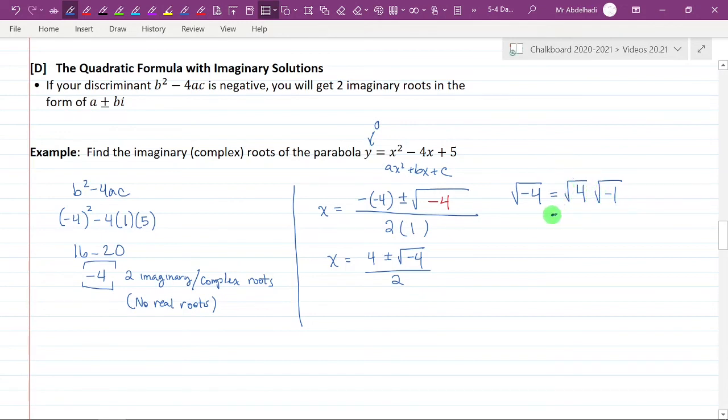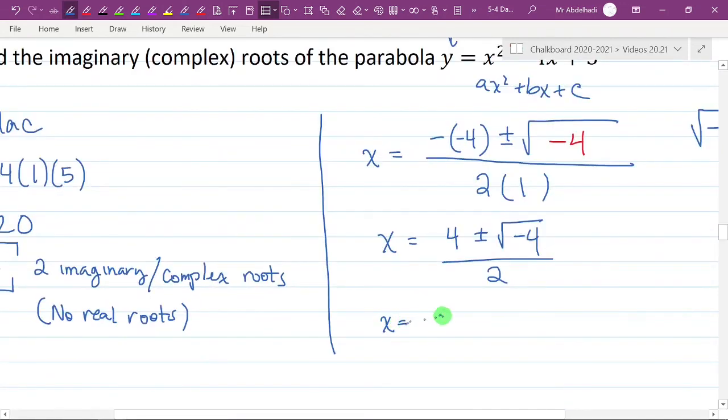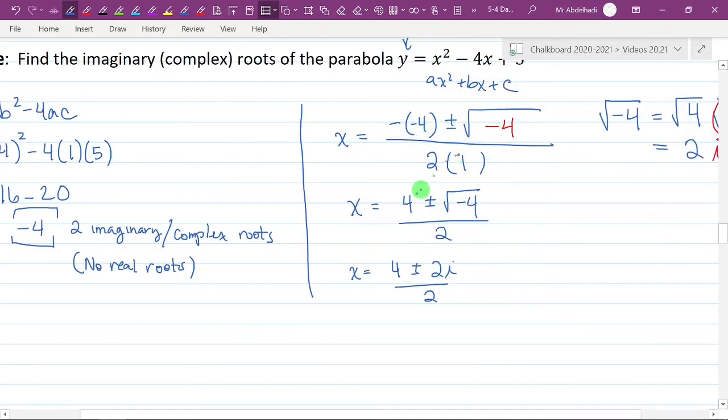So what is this going to become? Well, the square root of 4 is 2, and the square root of -1 has a special name. We call it, you got it, i. So what we have here gets replaced with 2i. The square root of -4 is 2i. This becomes x equals 4 plus or minus 2i over 2. So I substituted, I simplified, it's time to split, meaning you're going to get two answers now.